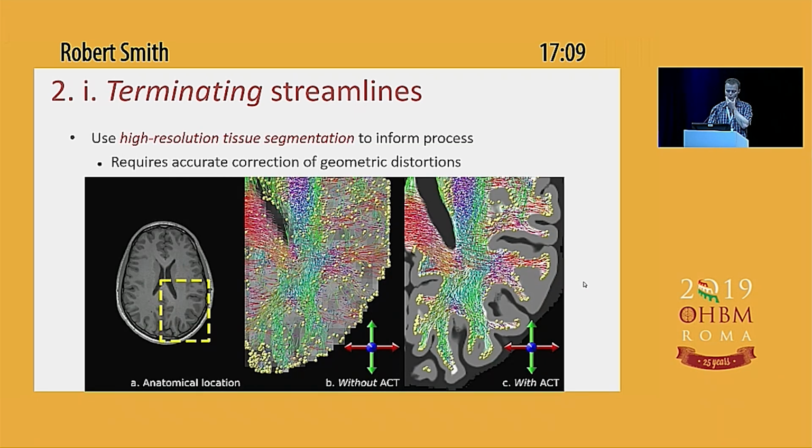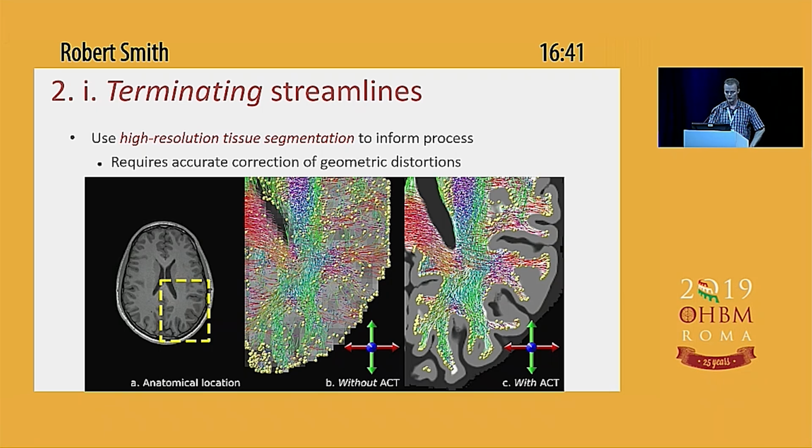What tends to be more strongly advocated these days is to actually exploit multimodal image information. So it's quite common in an MRI experiment to acquire a high-resolution, high anatomical contrast image, like a T1 weighted image. What we can do is use that image to explicitly segment the image into different types of tissue, and then use that tissue information to inform the streamlines process.